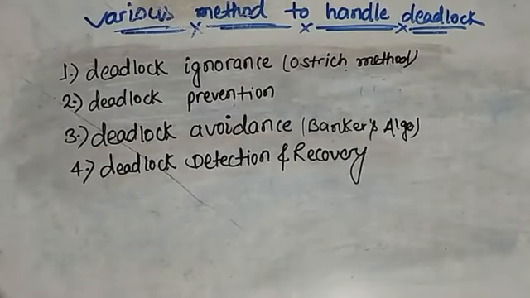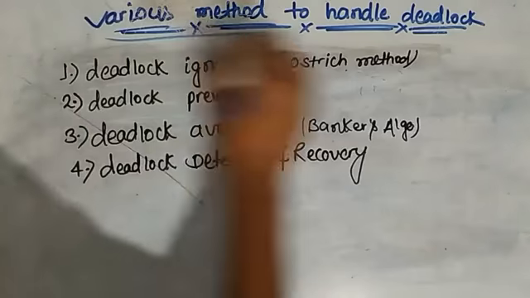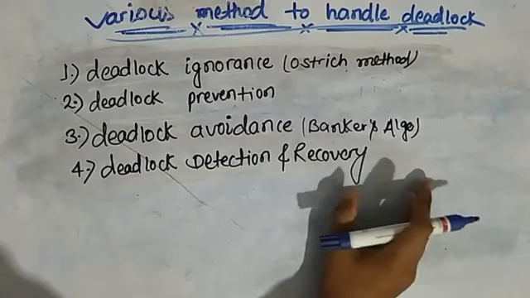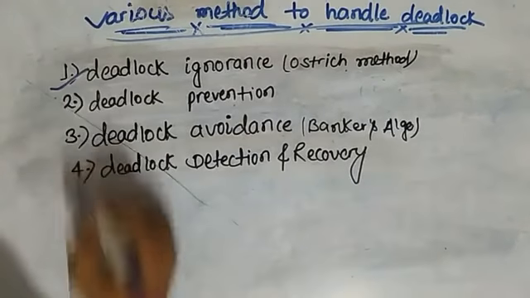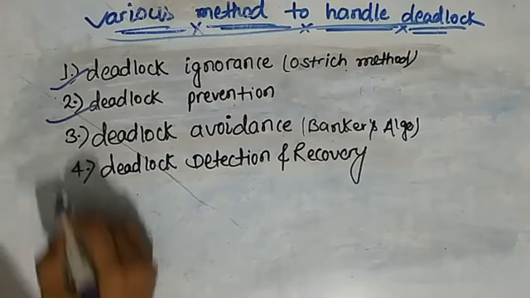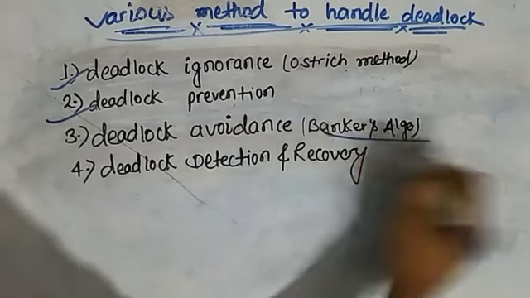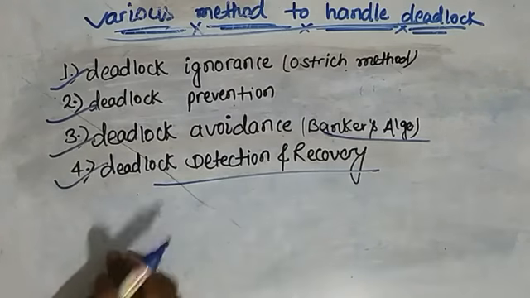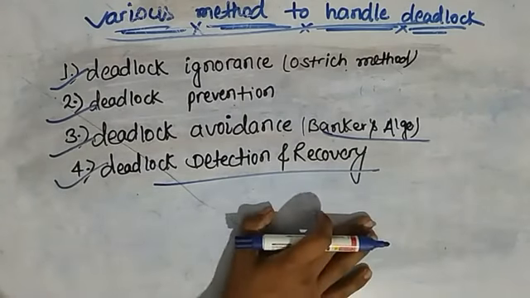In today's video we will understand the various methods to handle deadlock. Basically there are four methods to handle deadlock. The first is deadlock ignorance, second is deadlock prevention, third is deadlock avoidance, also called Banker's algorithm, and the fourth is deadlock detection and recovery. Let us understand them one by one.